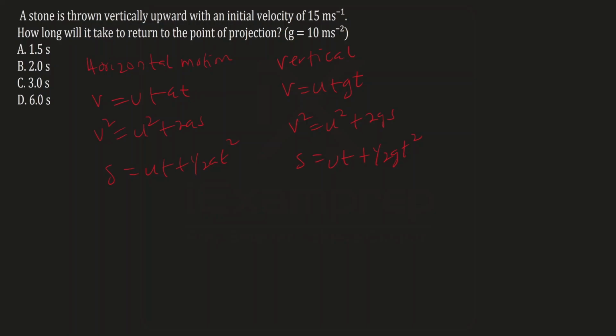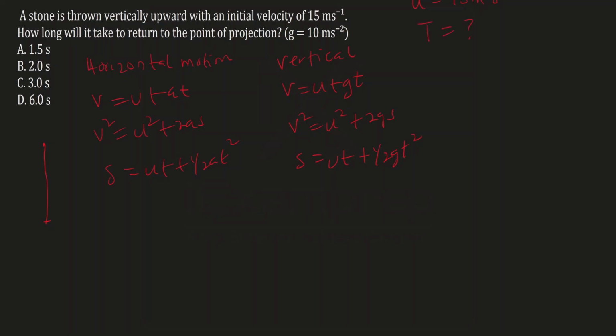Now, since we are looking for the time taken for the object to return to the point of projection, that is, we are looking for the time taken for the object to go upward to its maximum height and then come back to where it was thrown. It means that we are looking for time, but let's bring out our parameters. In the question, we have that a stone is thrown vertically upward with an initial velocity of 15 meters per second. So, initial velocity u is 15 meters per second. We are looking for time of flight.